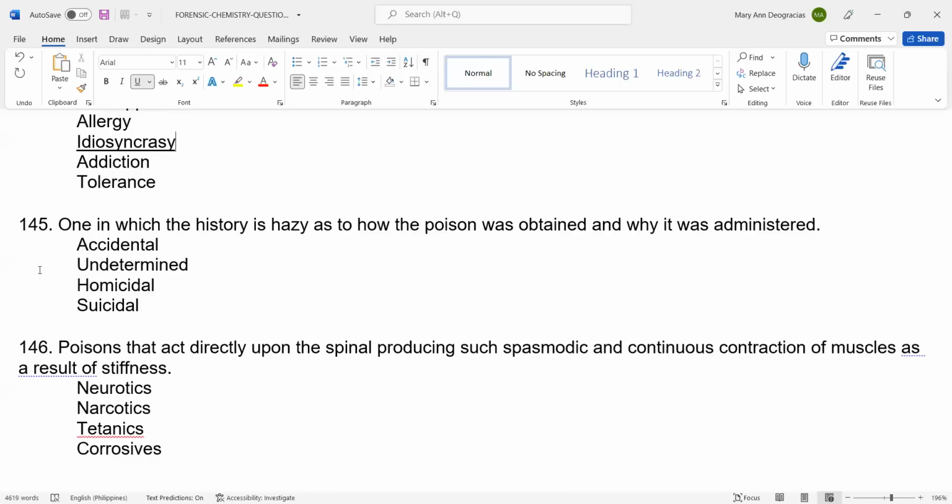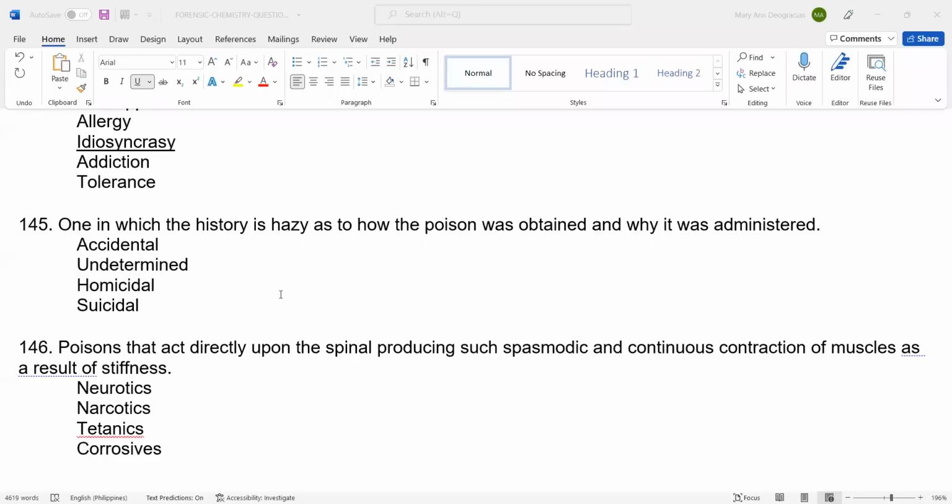Alright, number 145. One in which the history is hazy. So, meaning hindi maintindihan as to how the poison was obtained and why it was administered. O anong sagot niyo dyan? A, accidental. B, undetermined. C, homicidal. D, suicidal. Okay, so hazy, ibig sabihin hindi maintindihan. Okay, letter B. Alright, nakuha niyo na yan. Dali lang na maintindihin itong mga kinds of poisoning na to.